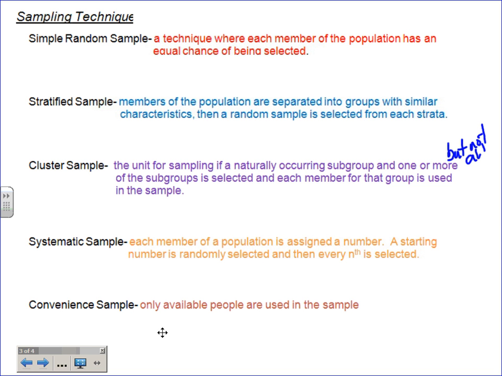So you would like to think that it is completely simple random sample, but you have to be careful because they do have to have at least one strata that you have to be of voting age. So there is voting age and not voting age.